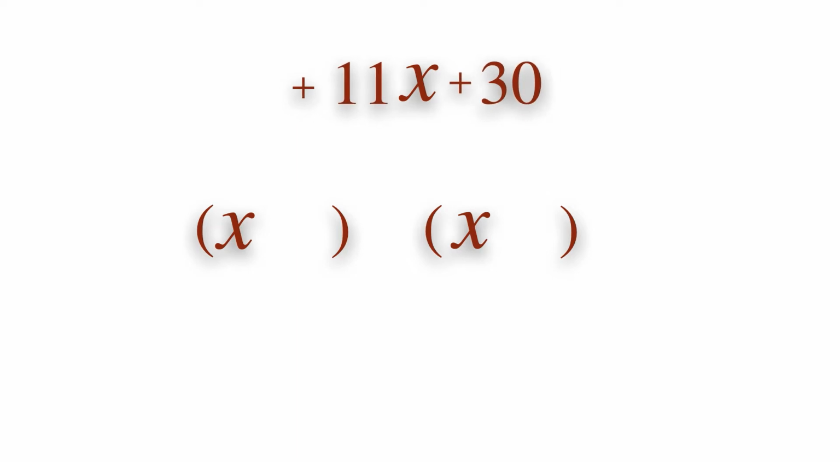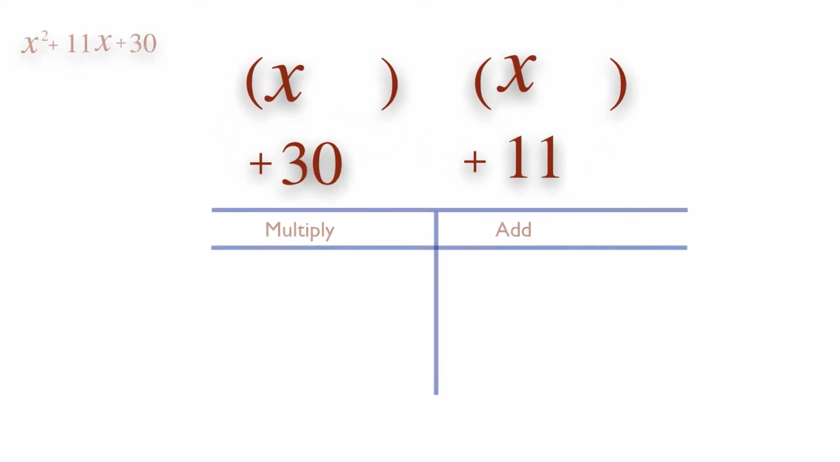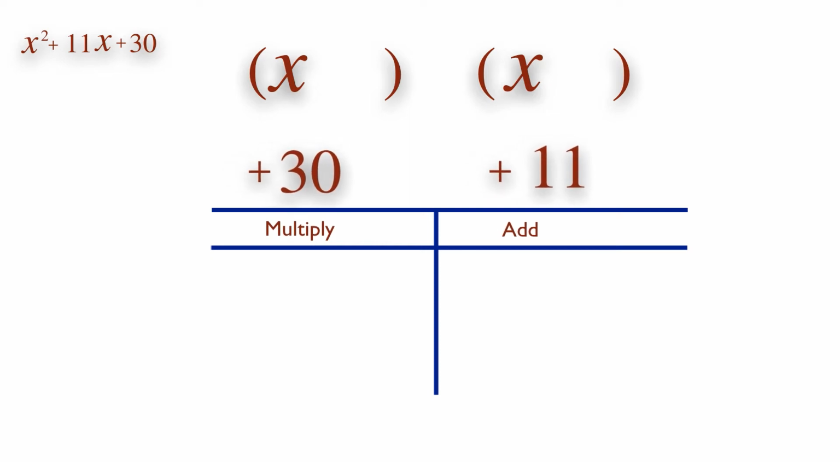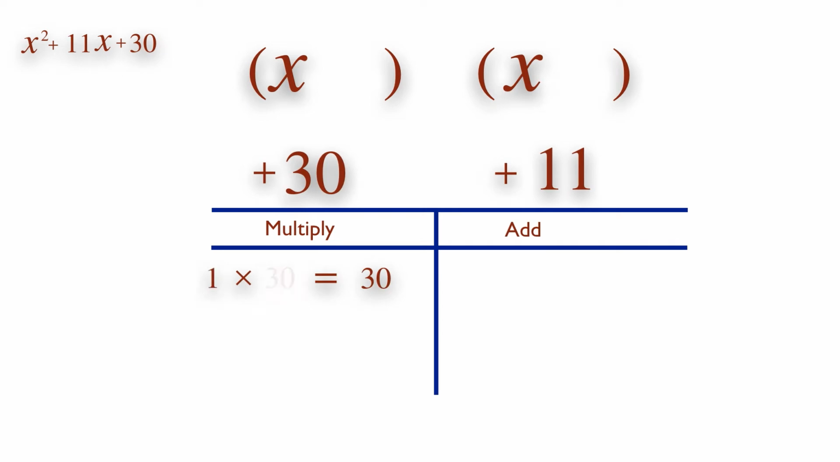We need to inspect all the factors of 30 and find a pair of them that satisfy the conditions on this table. A table like this will help you to think this through more logically. You might say 1 times 30 gives 30, which satisfies our first condition that the two numbers need to multiply to give 30. However, 1 plus 30 is 31, and it fails to satisfy our second condition that it needs to add up to 11.